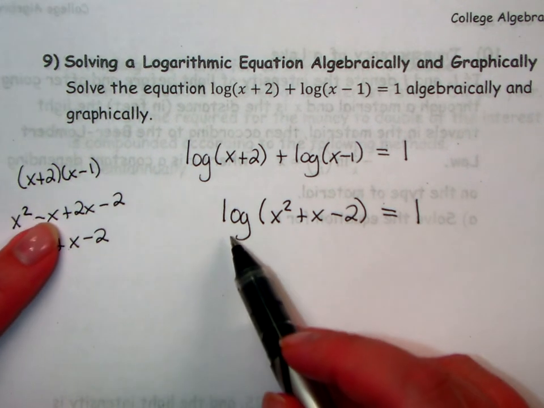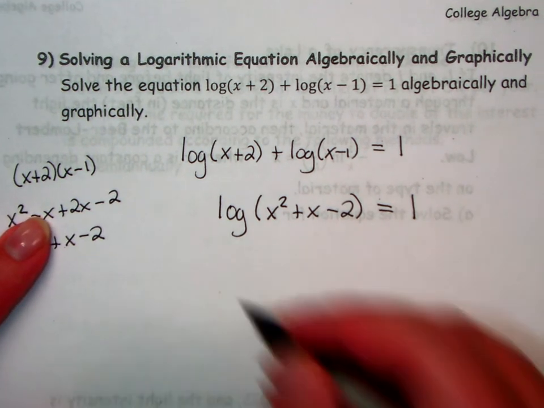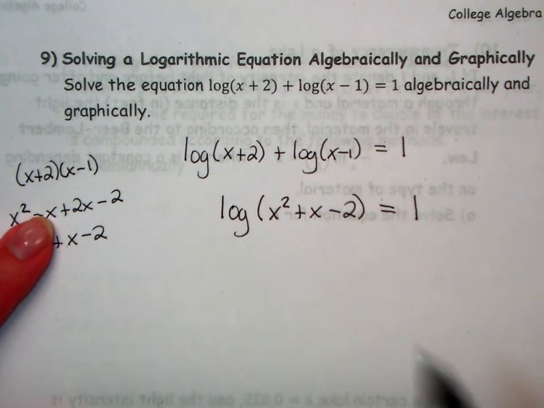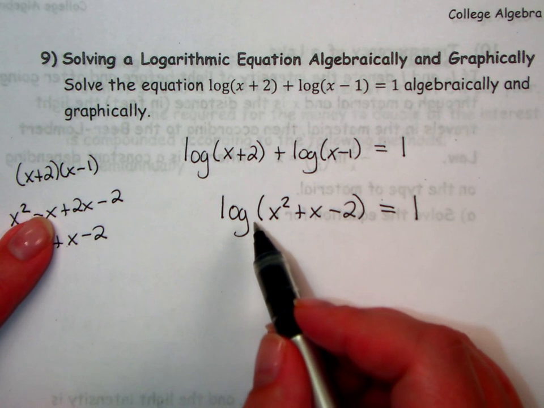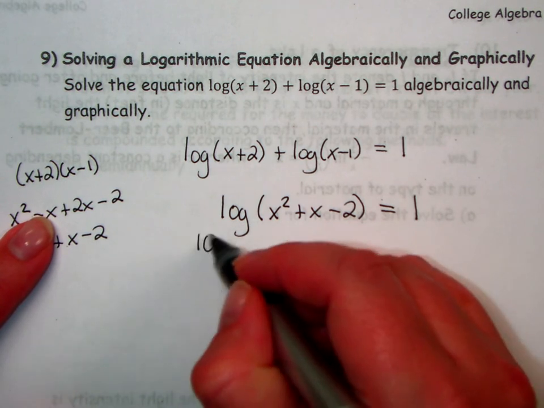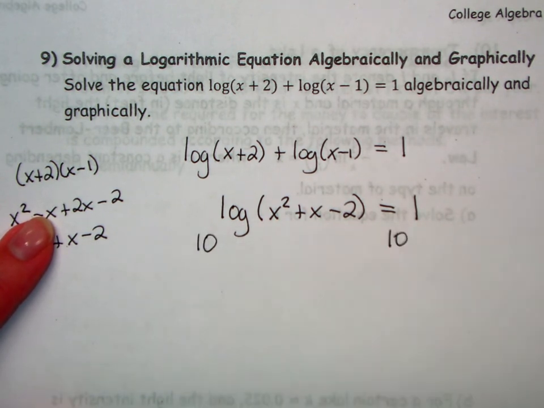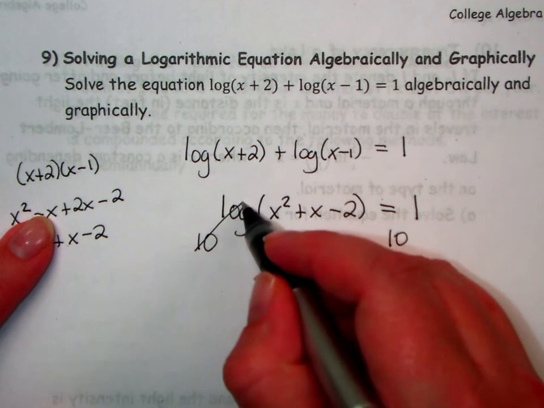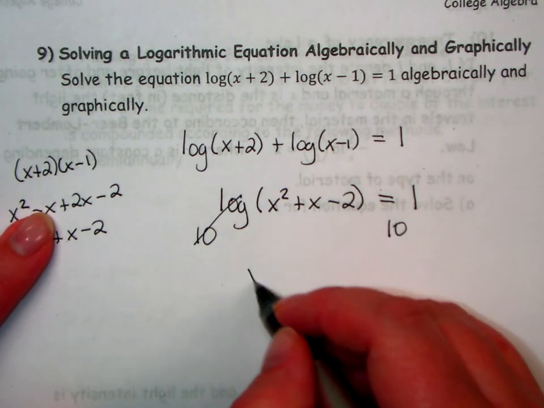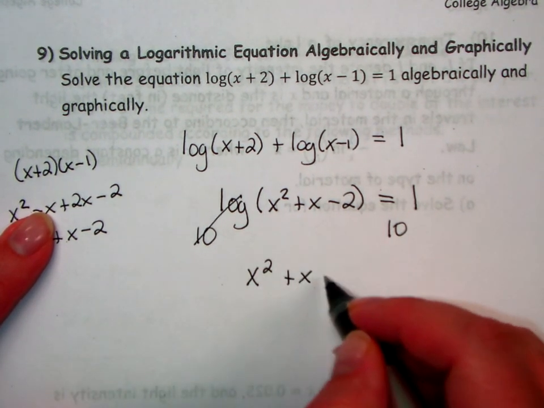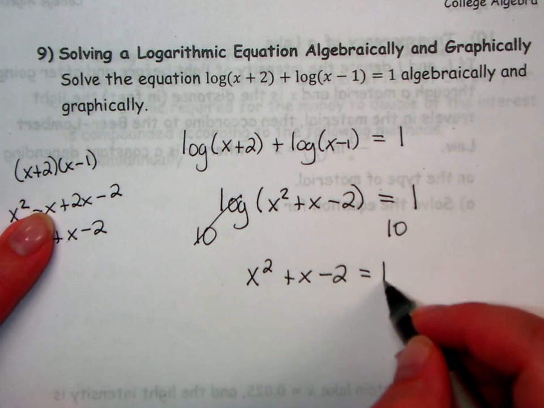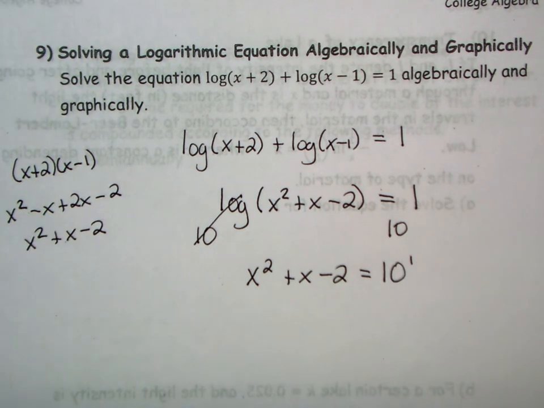All right. So I want to cancel the logarithm. So I'm going to raise what cancels log, for like the umpteenth time tonight, right? A 10. So we're going to do 10 to the log cancels. We get x squared plus x minus 2 equals 10 to the first, right?